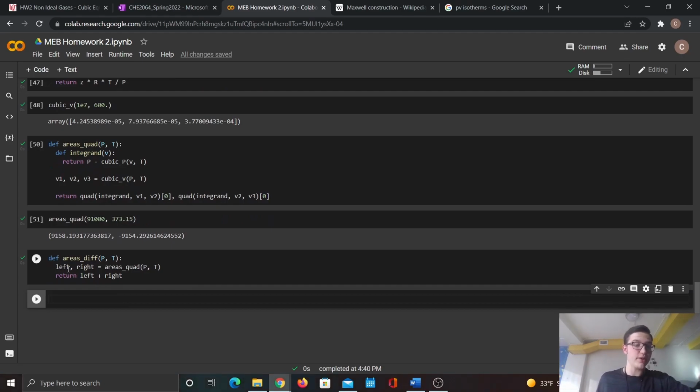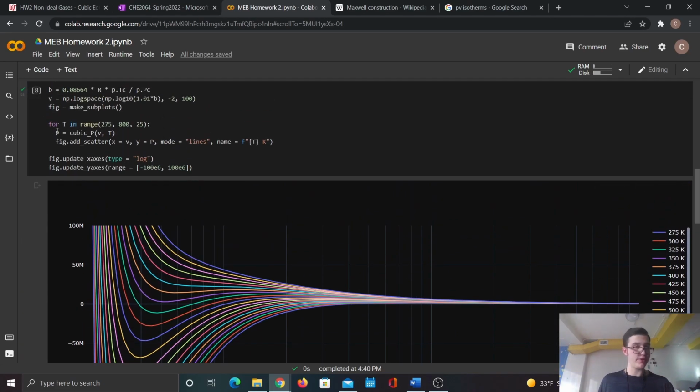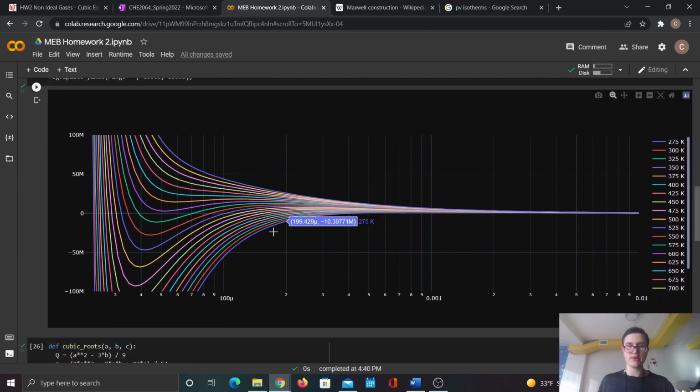So what that does is simply assigns values to these values here, and then adds them together to get a returned value that we will then root, using the root function to drive as close to 0 as possible by changing the pressure. So next we're going to want to do that for a bunch of different temperatures. Again, like we did with the cubic pressure here.